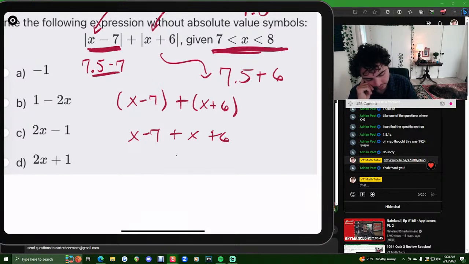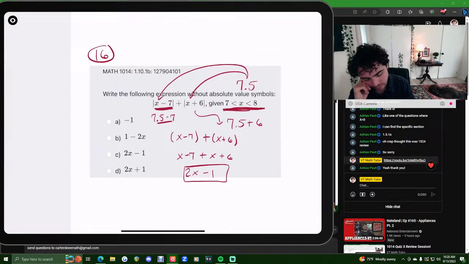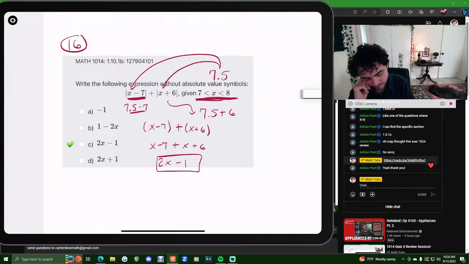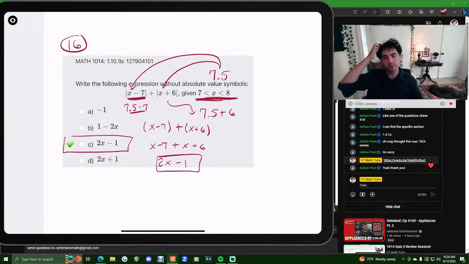And now, combine like terms. So we have x plus x, that's 2x. We have negative 7 plus 6, that is negative 1. 2x minus 1 is what we're looking for. And that's all there is to it.